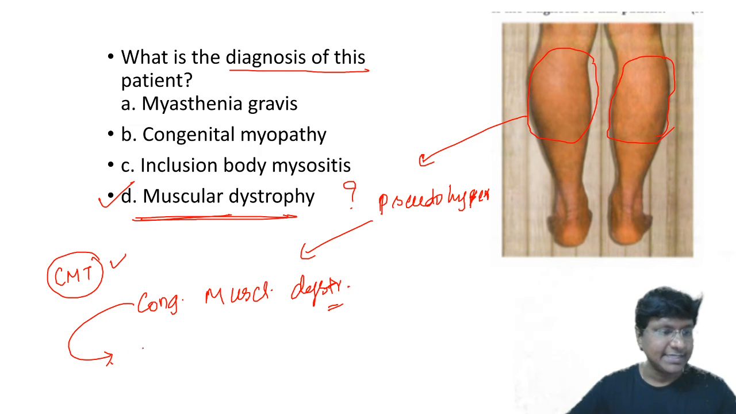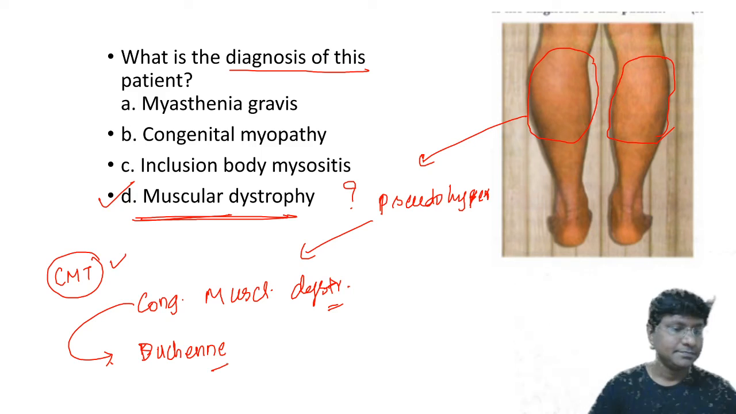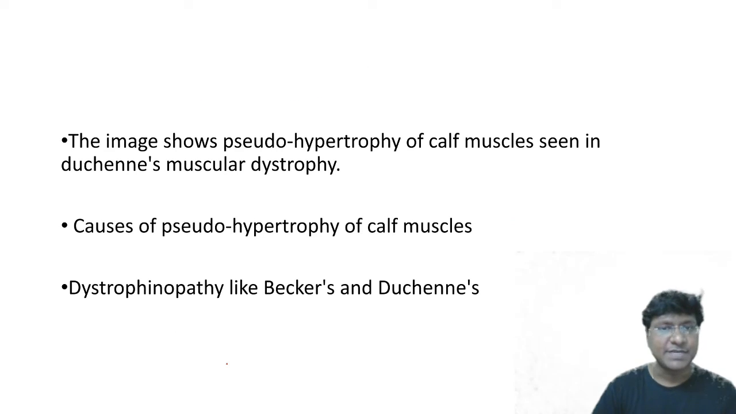Very good, excellent. Adita, Blessy, you have answered this correctly. The most common type of congenital muscular dystrophy is Duchenne's muscular dystrophy, not Becker's, not Nemaline myopathy. It is your DMD. Duchenne's muscular dystrophy is the most common type of the congenital muscular dystrophy. Very important question.